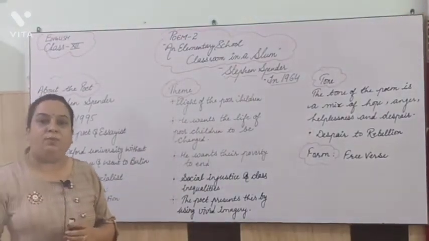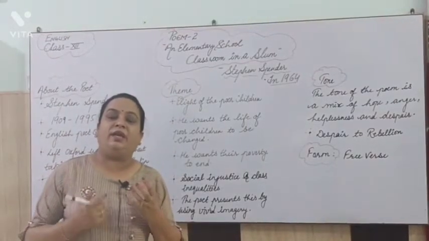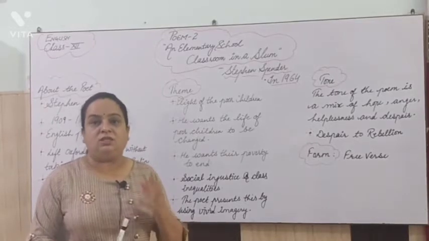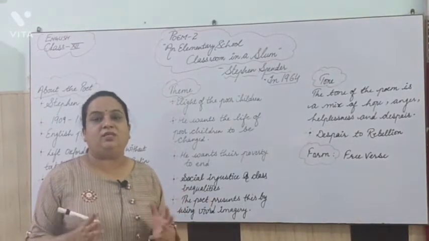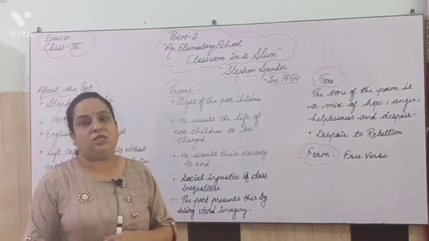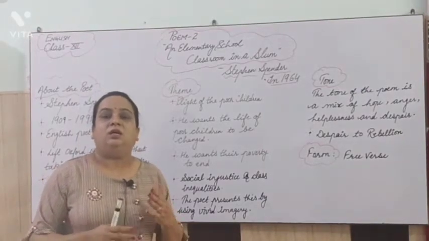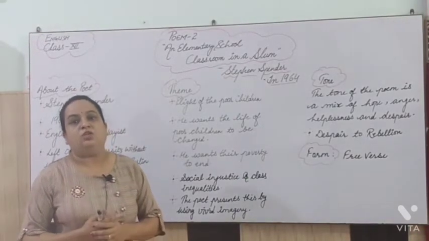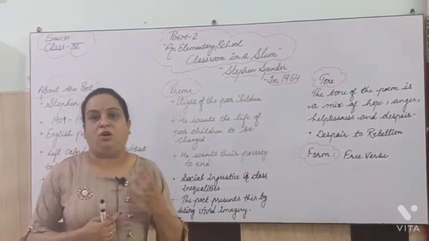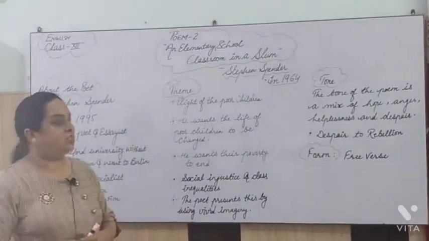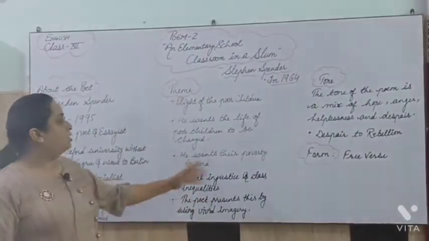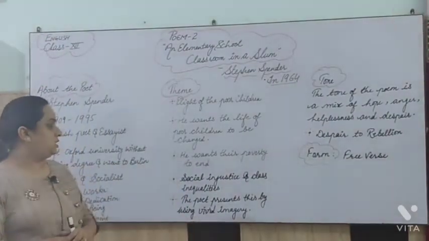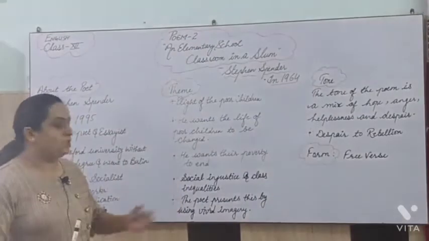Actually, in the starting of the poem, the mood of the poet is very aggressive, and in the third stanza we will see he is showing a very aggressive expression, and in the fourth stanza he is requesting the responsible people of society to make a change in the life of these children. Now he wants the poverty to be ended, and social injustice and class inequalities is the main theme.